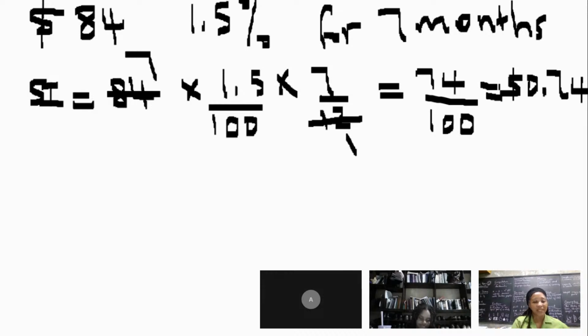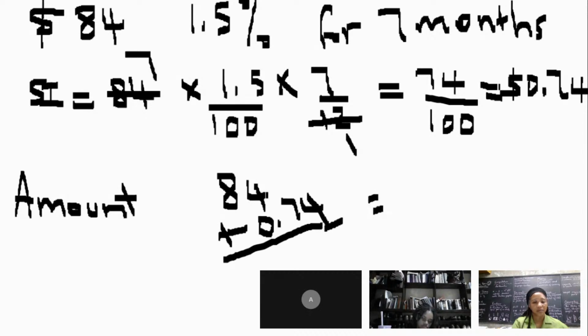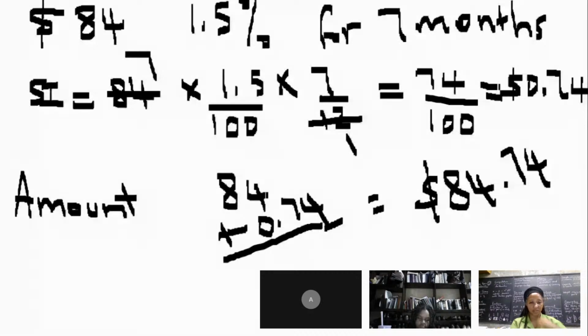So what's the total amount? The total amount is the amount he invested plus the amount he gained. So that's $84 plus 74 cents, and that gives $84.74. All right, so the rate was low, the time was low, so that's why we're getting this low amount, right? Just 1.5% and just for 7 months.